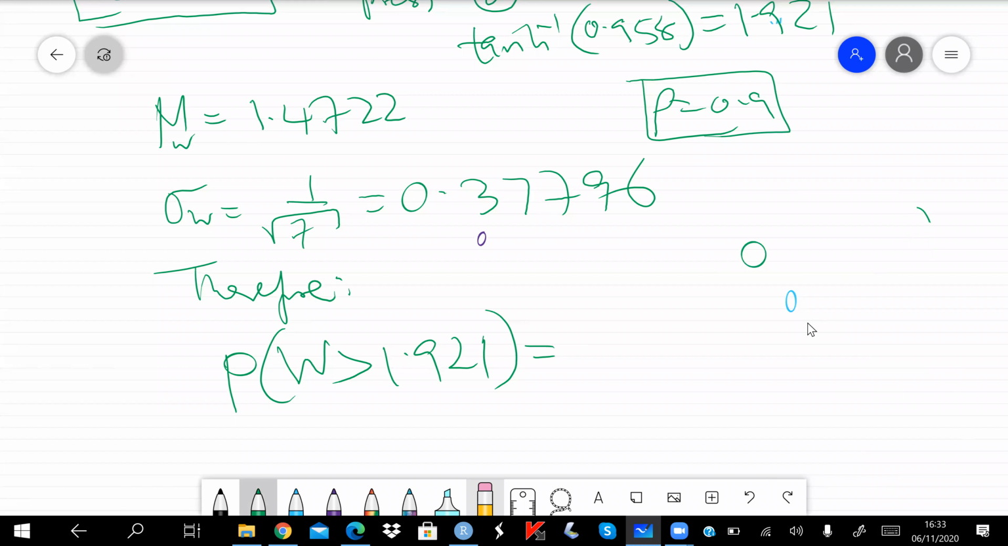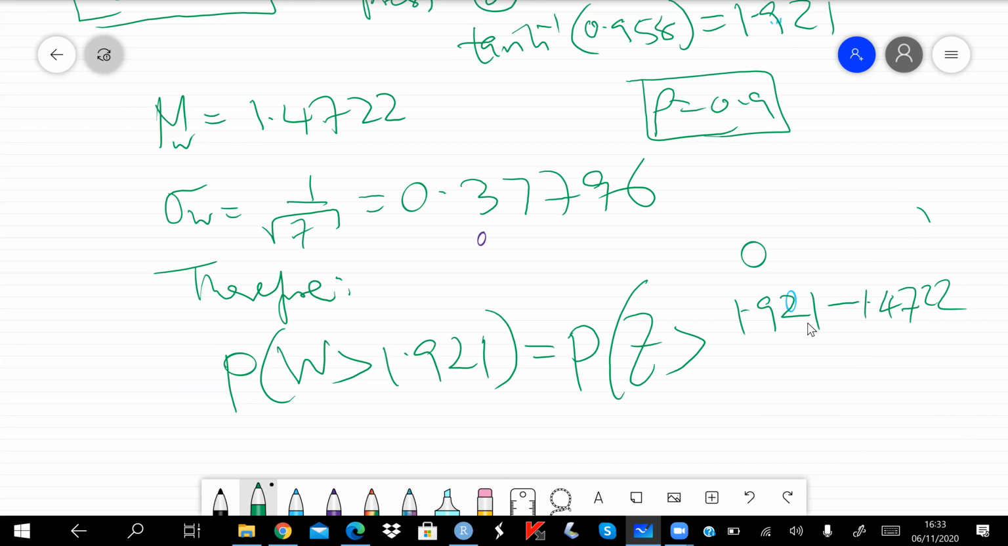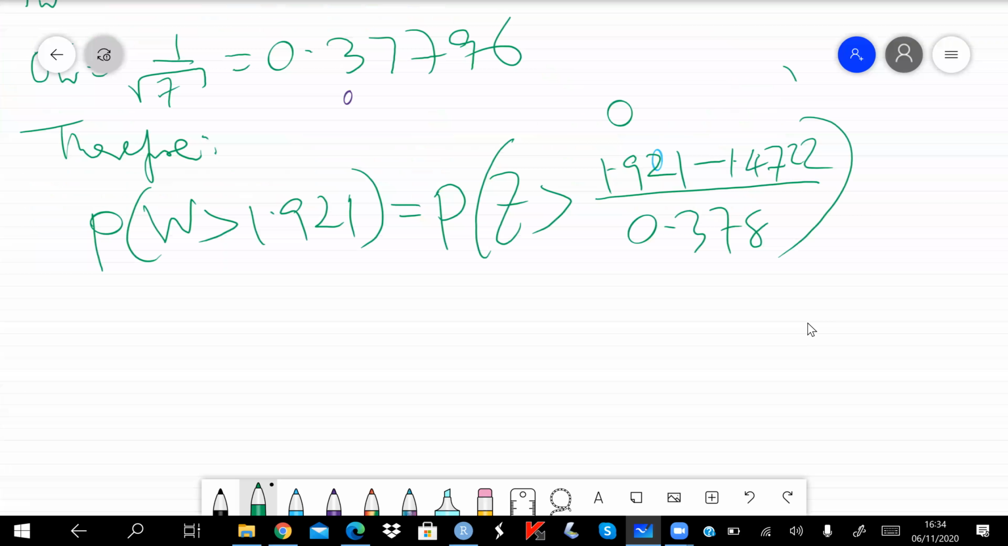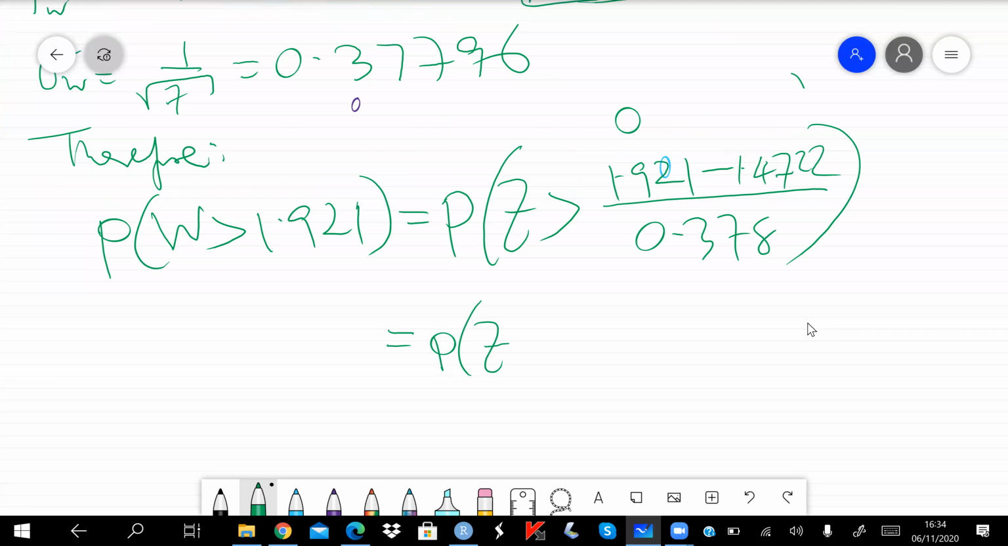So this is equivalent to the probability that, now we use a Z, is bigger than 1.921 minus the hypothetical value, mean of the population, 1.4722, divided by the standard deviation, 0.3, let's say 78. So we're looking for that probability. When you simplify that, you'll get the same as the probability that Z is bigger than 1.19. And we can obtain that value from either the tables, or we can use R to quickly obtain that value.